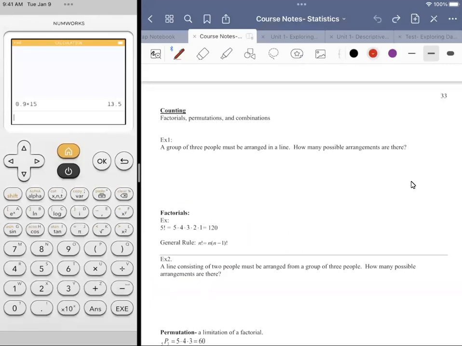Right. So when you think about the term arrangement, the order is important. Right. So the order is important for when you're dealing with an arrangement.